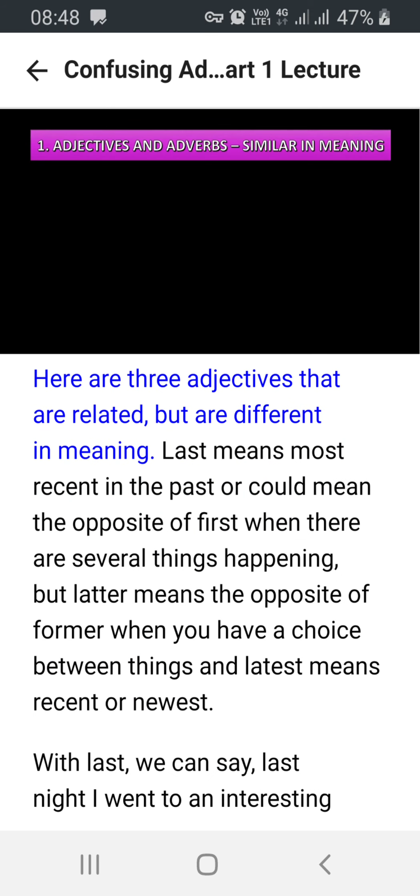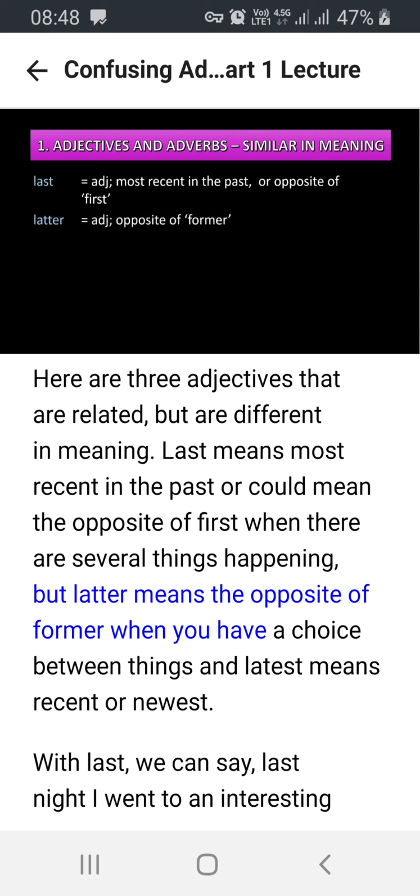Here are three adjectives that are related but are different in meaning. Last means most recent in the past, or it could mean the opposite of first, when there are several things happening. But latter means the opposite of former when you have a choice between things. And latest means recent or newest.